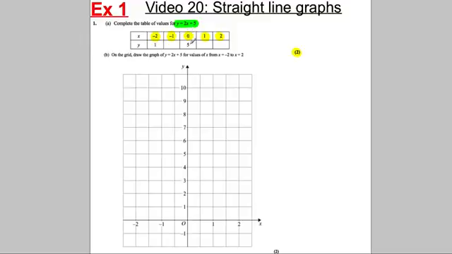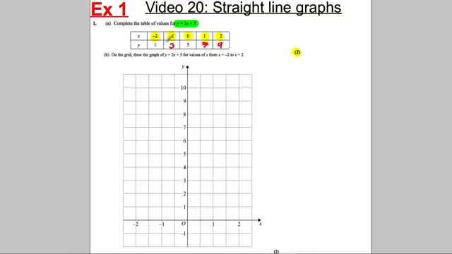let's put in easy numbers first. So when x is 0, y is 5. When x is 1, 2 multiplied by 1 is 2, add 5 is 7. Then put in 2 here. 2 multiplied by 2 is 4, add 5 is 9. Now you can see the sequence is going up in 2s, so it will go down in 2s. So this one's going to be 3.